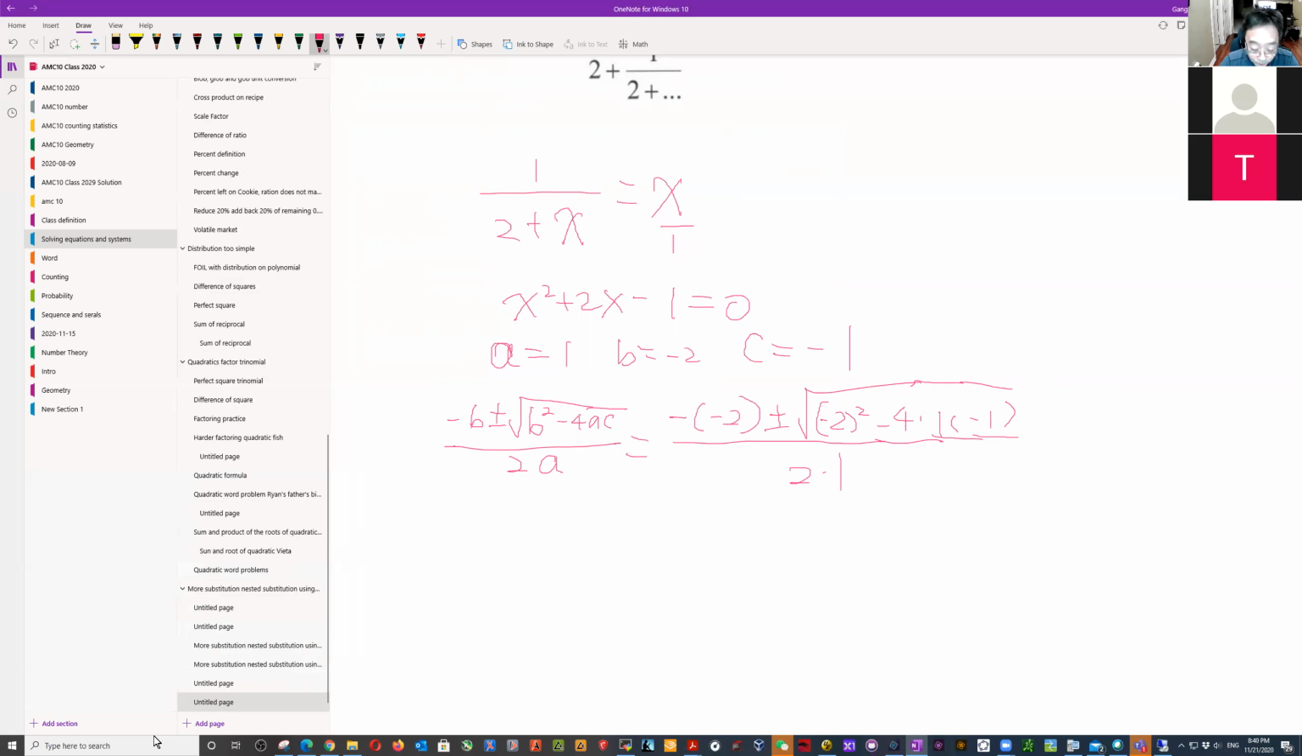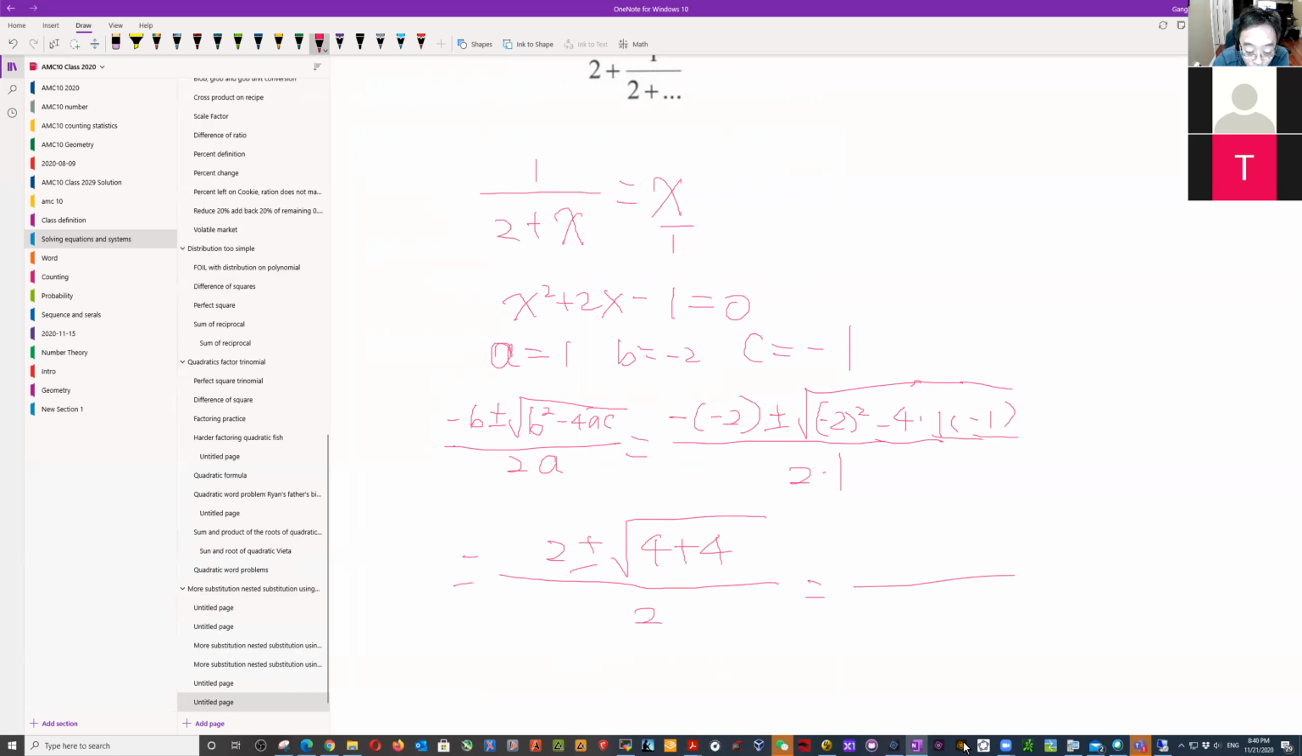If you are in a lower grade, you might get scared about this, but a student at this level definitely views it as normal. It's not something disturbing, just a normal process of filling out a formula. This is how it works. So this is going to be 2 plus or minus the square root of 4, and negative times negative is positive, so plus 4, all over 2.